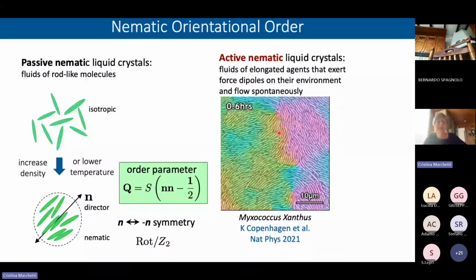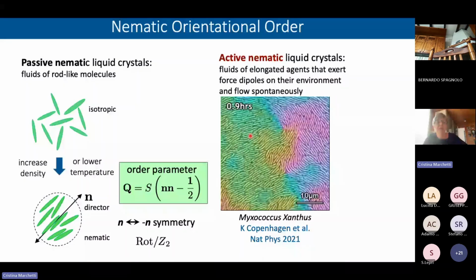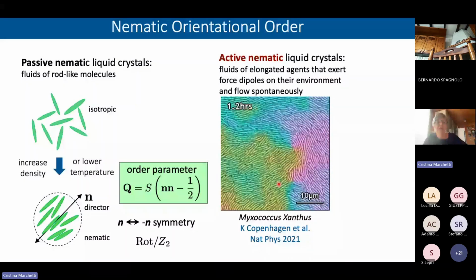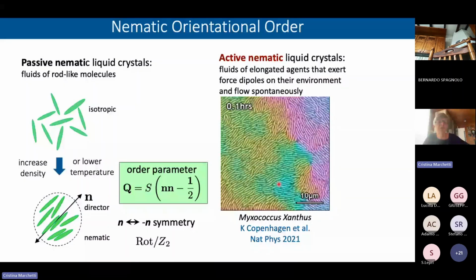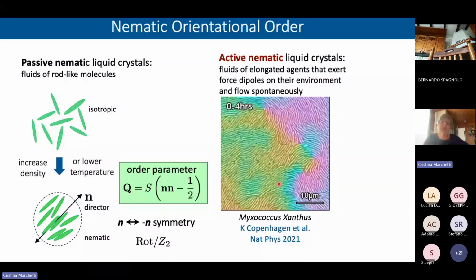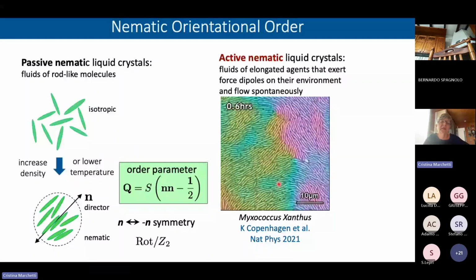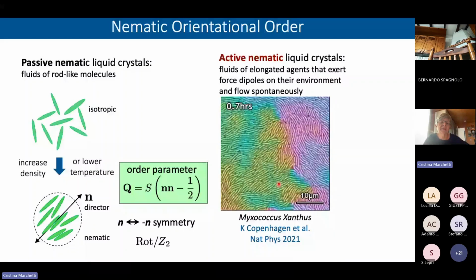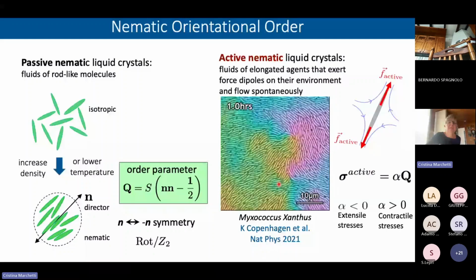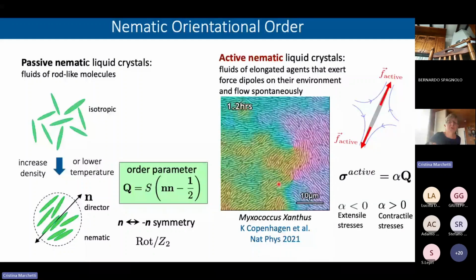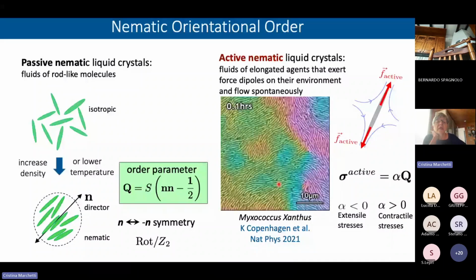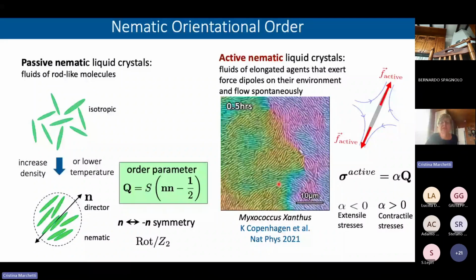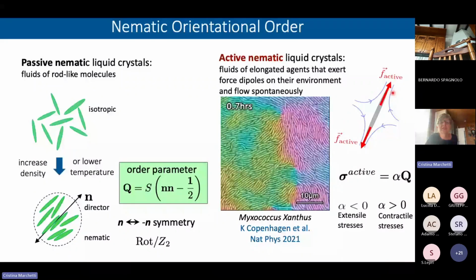Now, active nematic liquid crystals are fluids composed of elongated agents that exert forces on their surroundings, and as a result, maintain these self-sustained flows. This example here is a suspension of bacteria, Myxococcus xanthus, from the lab of Josh Shaevitz at Princeton. And the colors denote regions that are oriented in the same directions. The bacteria actually kind of go back and forth. That's why it's nematic and not polar. And so they exert force dipoles.